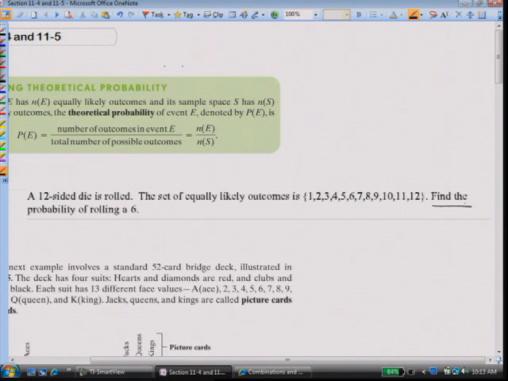So the probability that you roll a 6, well, since there's only one 6 on one side, it's just going to be 1 out of the 12 possible outcomes. The event there is to roll a 6. There's only one way for that to happen. The total number of possible outcomes is the 12 different sides of the die. Okay, so that's the idea, but it may be a little bit intuitive to you.